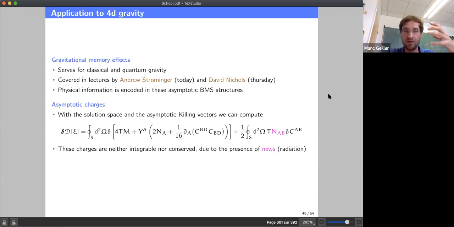Now we also did not explain in detail the relationship between the presence of radiation. There is a subtle interplay between the presence of local degrees of freedom, so the ability to have radiation, the conservation or non-conservation of the charges, and the integrability or non-integrability of the charges. These things are intimately related together. Of course, in 3D, we have no issue with integrability or conservation, as we showed, because there is no radiation. Here we see explicitly in 4D that the obstruction to integrability comes from this piece, which is precisely related to the existence of news, namely gravitational radiation. So I hope this answers the question.